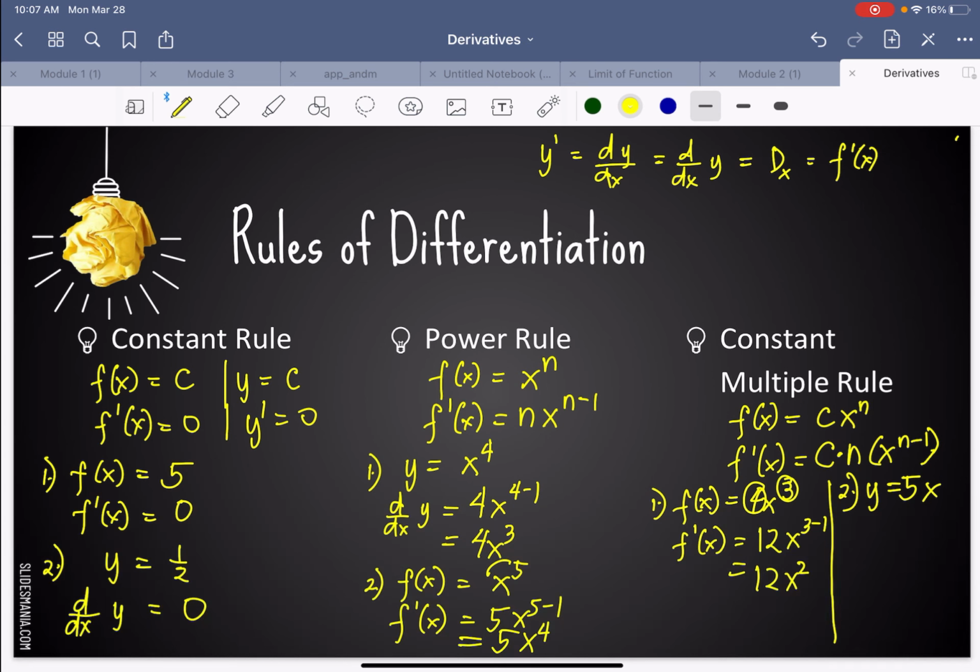Another example, example number 2, the given function is y is equal to 5x raised to 2. So the derivative of the function, the derivative of y in terms of x, is equal to 2 times 5, that is 10. Then subtract 1 from the exponent, 2 minus 1, that will become 1. So the final answer is 10x. The derivative of 5x squared is 10x. So that is the way how you are going to find the derivative using the constant rule, power rule, and constant multiple rule.